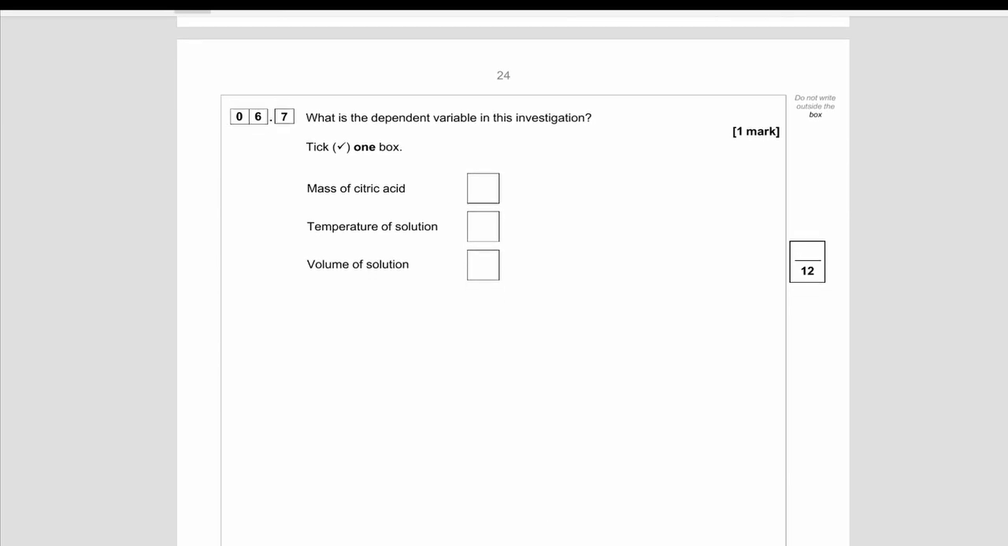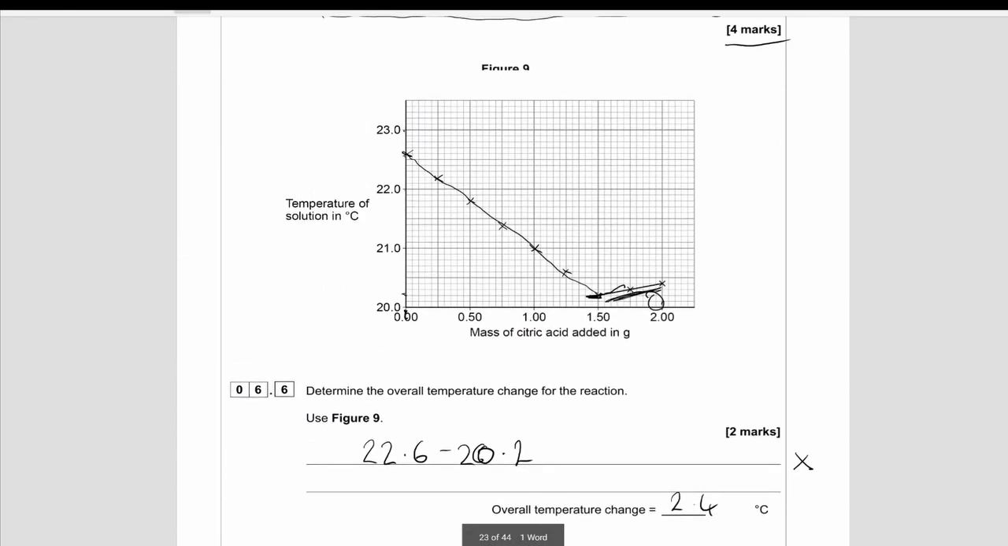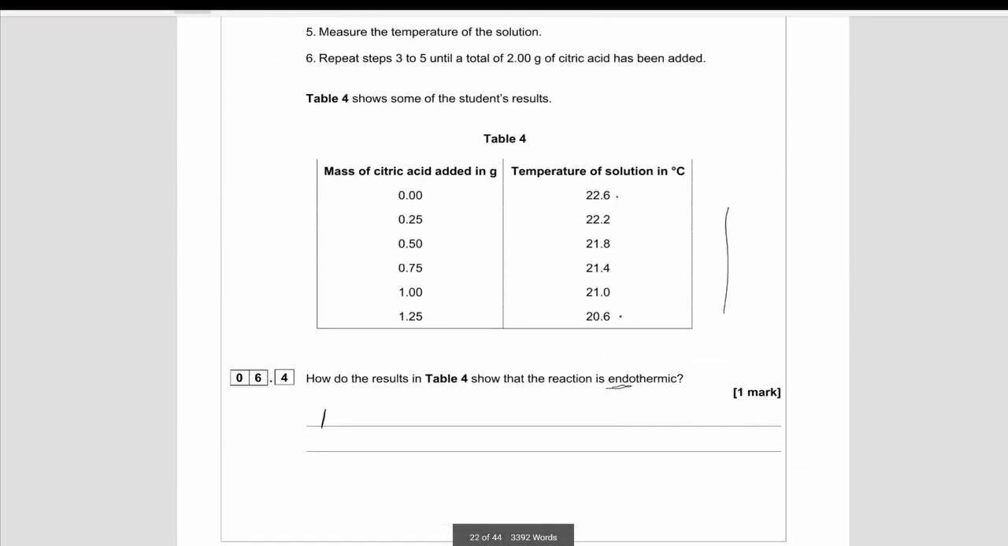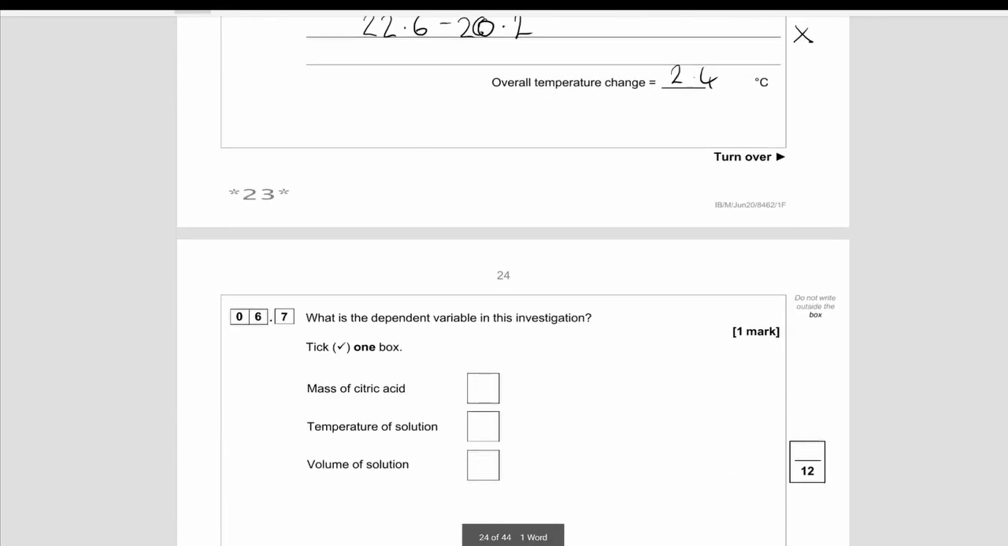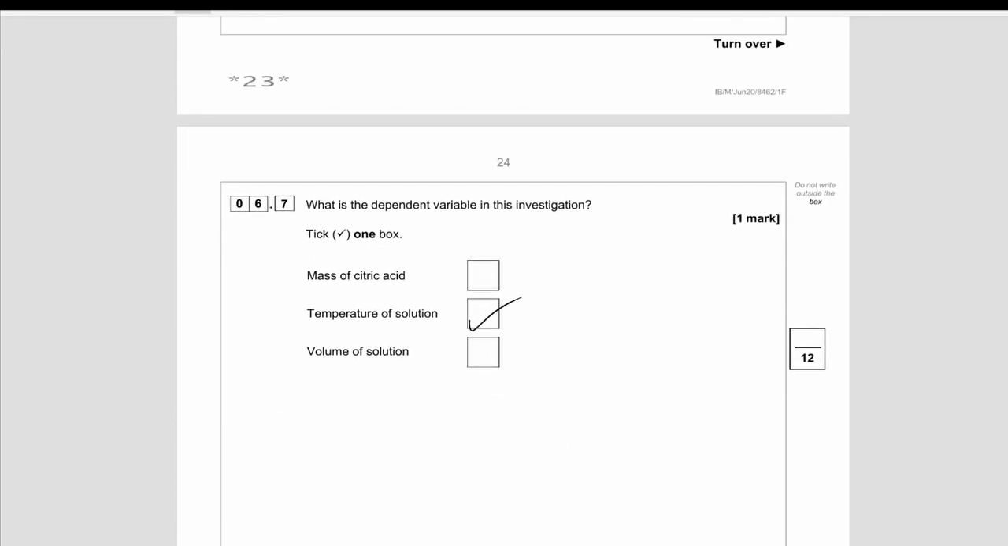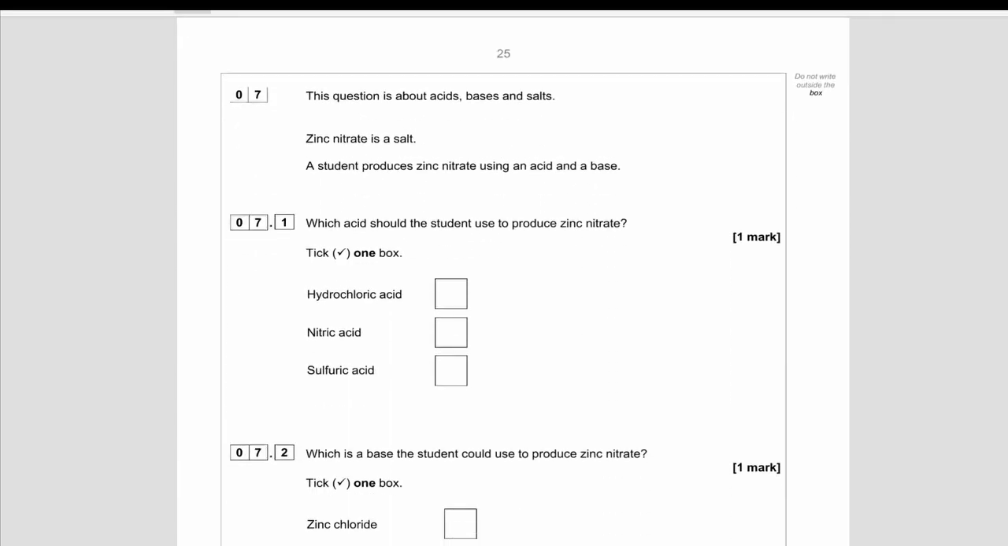Question 6.7 said, what is the dependent variable for this investigation? Well, if we look at our graph that we have here, we can see the dependent variable on the y-axis, where it should always be. If we look at our results table over here, we can see our dependent variable on the right-hand side, where it should always be. So we know that the temperature is our dependent variable.